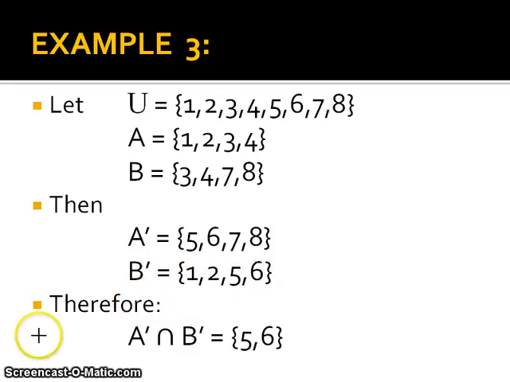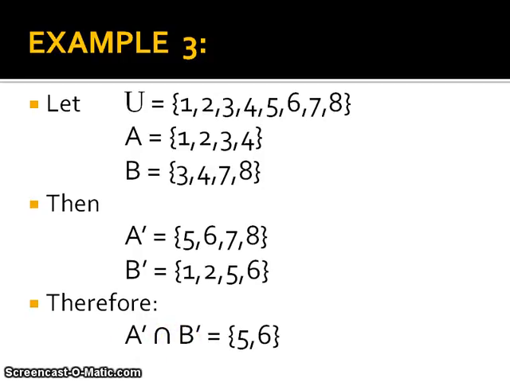So therefore, if we are to get the intersection of the complement of A and the complement of B, we are now to look at these notations. We have to find their common elements. So we have here the common elements 5 and 6. So we only have two common elements in the intersection of the complement of A and the complement of B. Can you represent these sets using a Venn diagram?